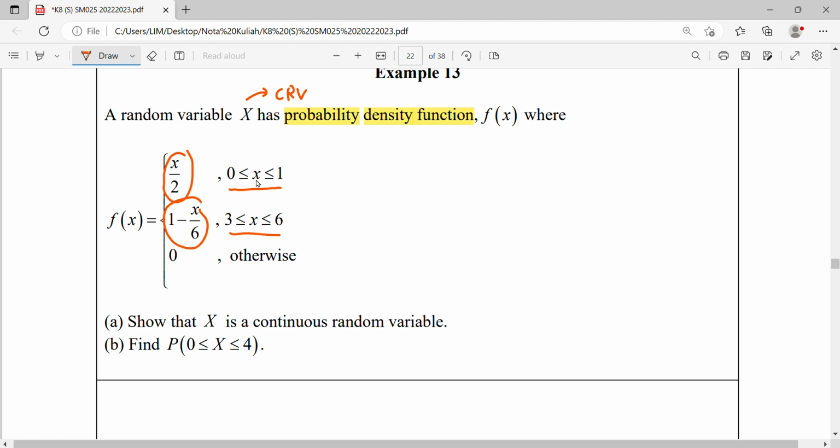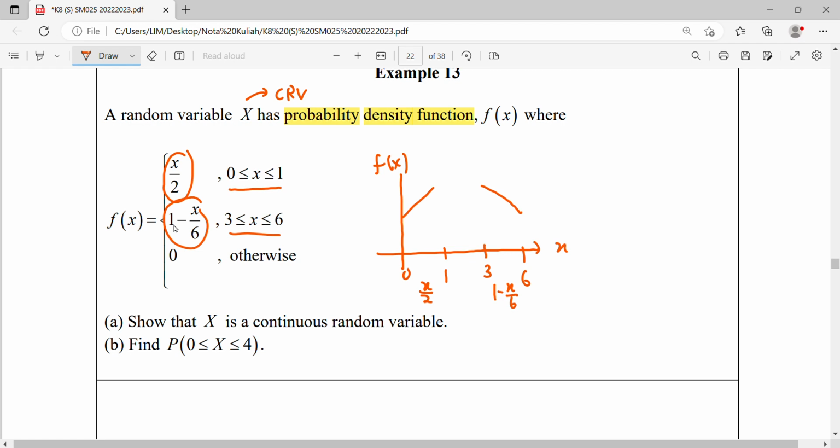So if you want to illustrate this, means from 0 to 1, you are having a linear graph going up. From 3 to 6, you are also having a linear graph, but the gradient is negative going down. Graf ni tak semestinya tepat, tapi kita menganggar saja bentuk dia, ada graf di situ, ada graf di situ. Boleh? So 0,1 graf dia x per 2. Antara 3 sampai 6, 1 tolak x per 6. Ini graf dia. Tak pandai lukis graf, tak apa.